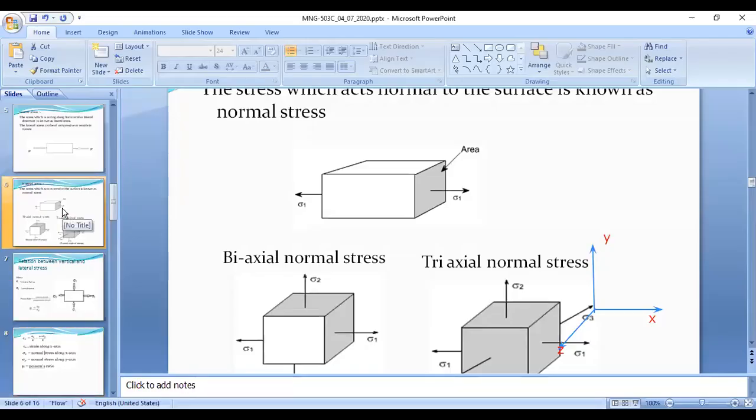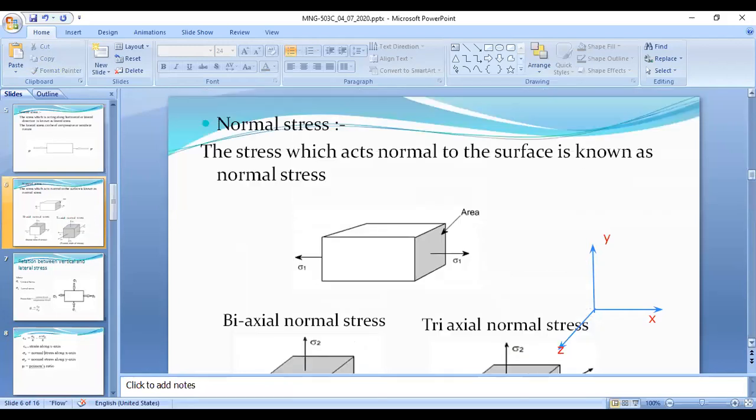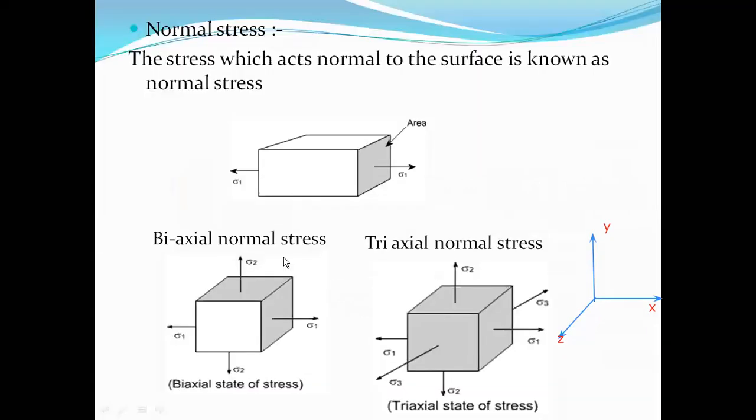So this is about the normal stress. What exactly is normal stress? The stress which acts normal to the surface is known as normal stress. There are unidirectional, bidirectional, or along three different directions. That's what exactly they are.